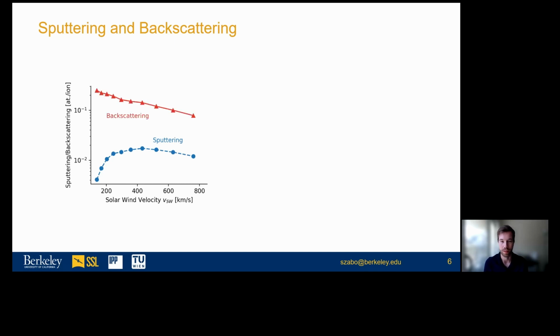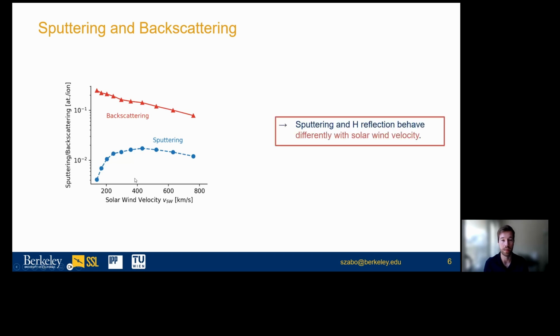I also talked a lot about the backscattering, and as I mentioned, a lot of the effects work in the same manner. But here in the solar wind velocity dependence, there are key differences that have to be kept in mind.